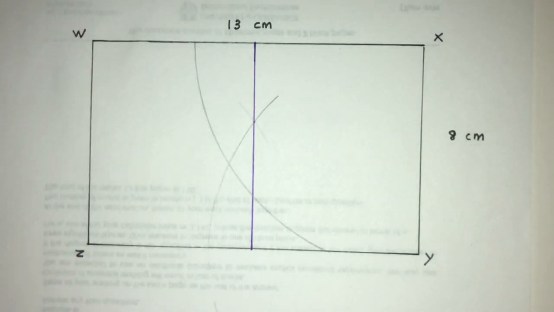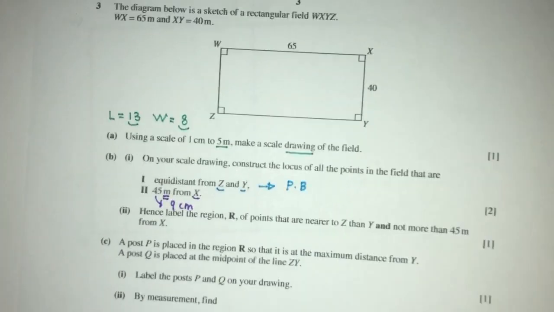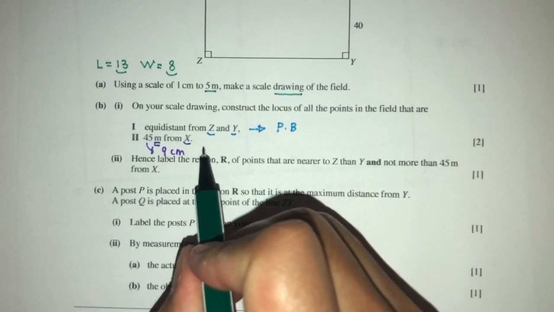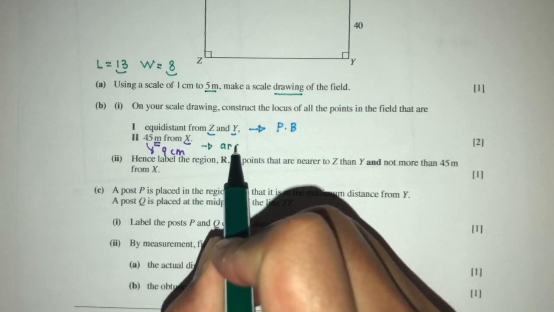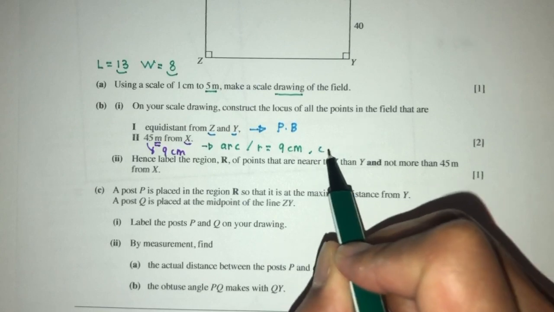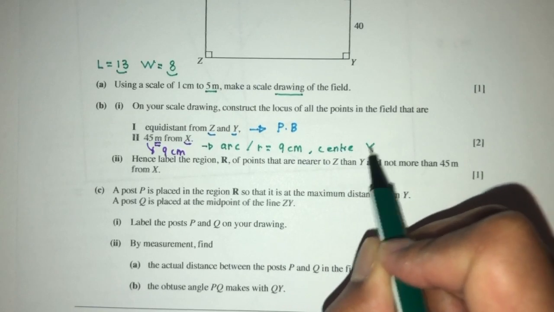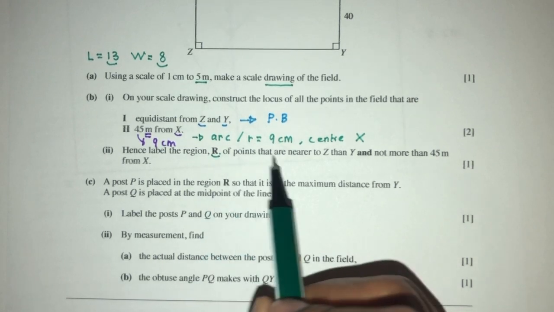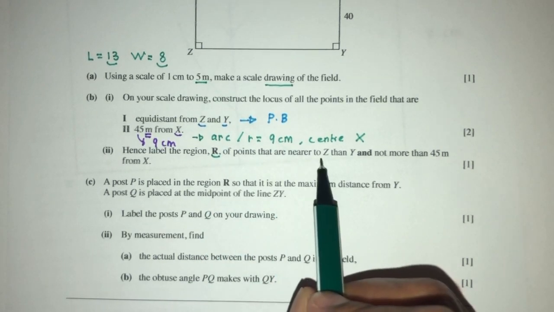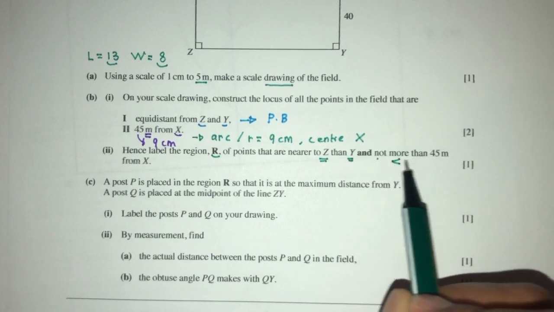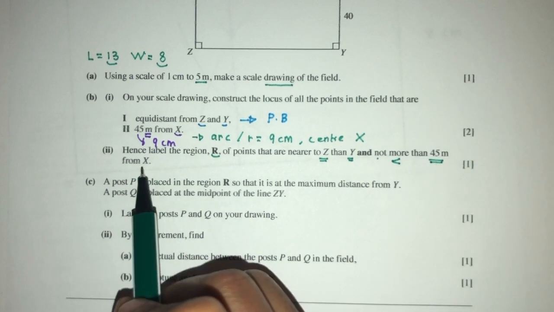Okay. That is part 2 of the question. Let's move on to part 3. This has to be an arc with a radius, and the center has to be X. Now for part 2, hence label a region R of the points that are nearer to Z than Y and not more, so less than 45 from X.